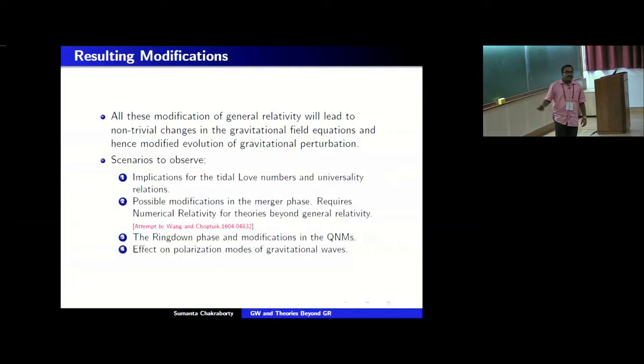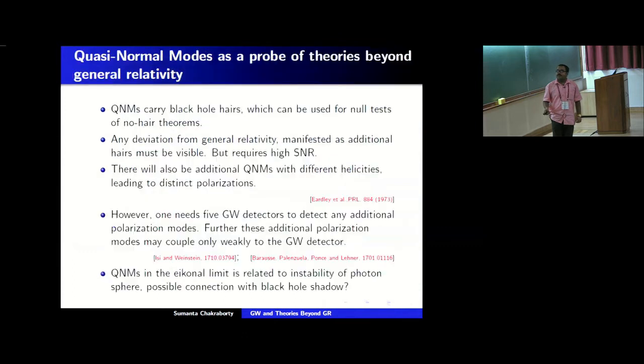Then, of course, there would be some modifications in the quasi-normal modes in the ringdown phase of the signal. And of course, there would be effects on the polarization modes of the gravitational waves. So I will try to discuss them. There would, of course, be other modifications like in the multipole moments and so on. But for the time constraint, I will discuss only these few.